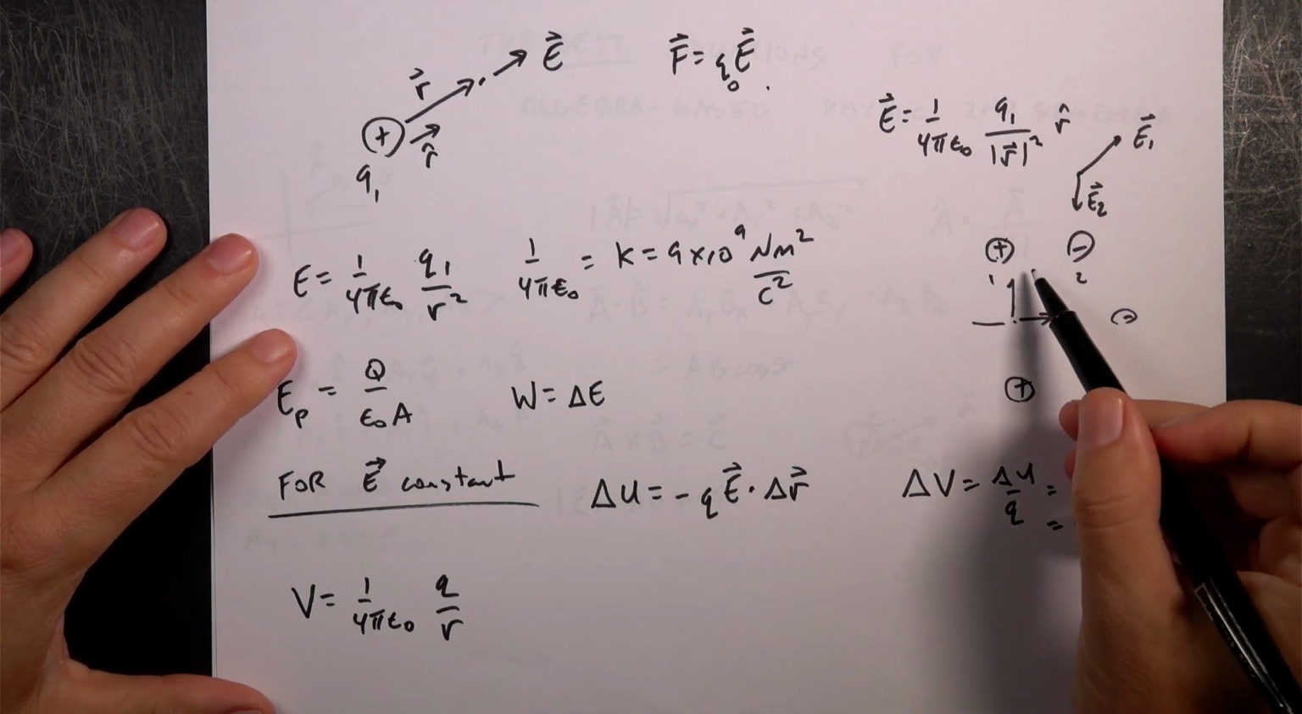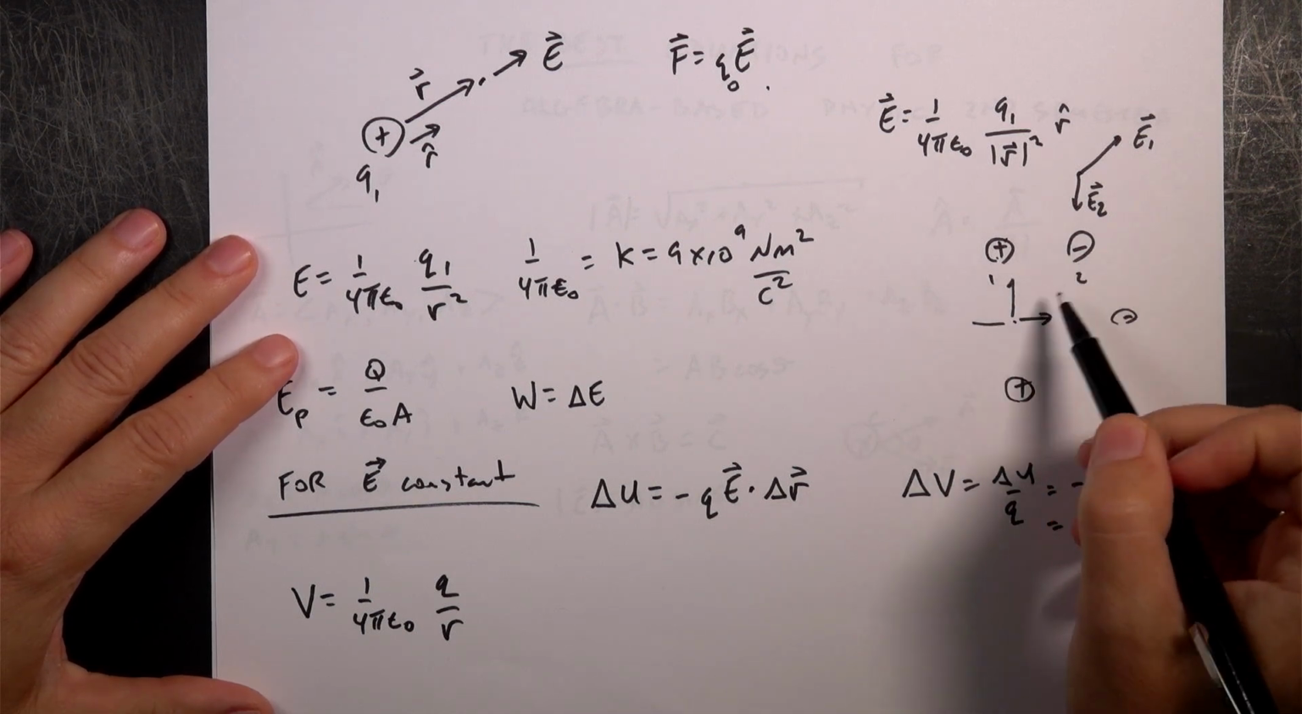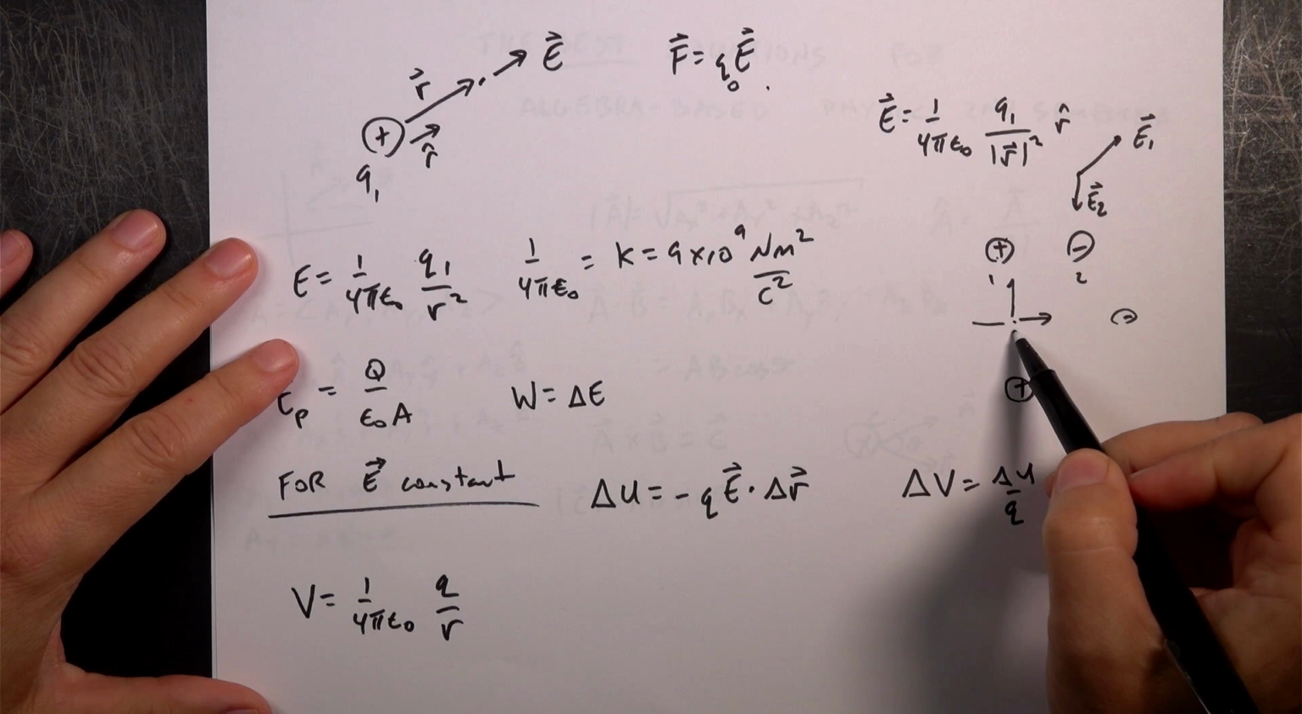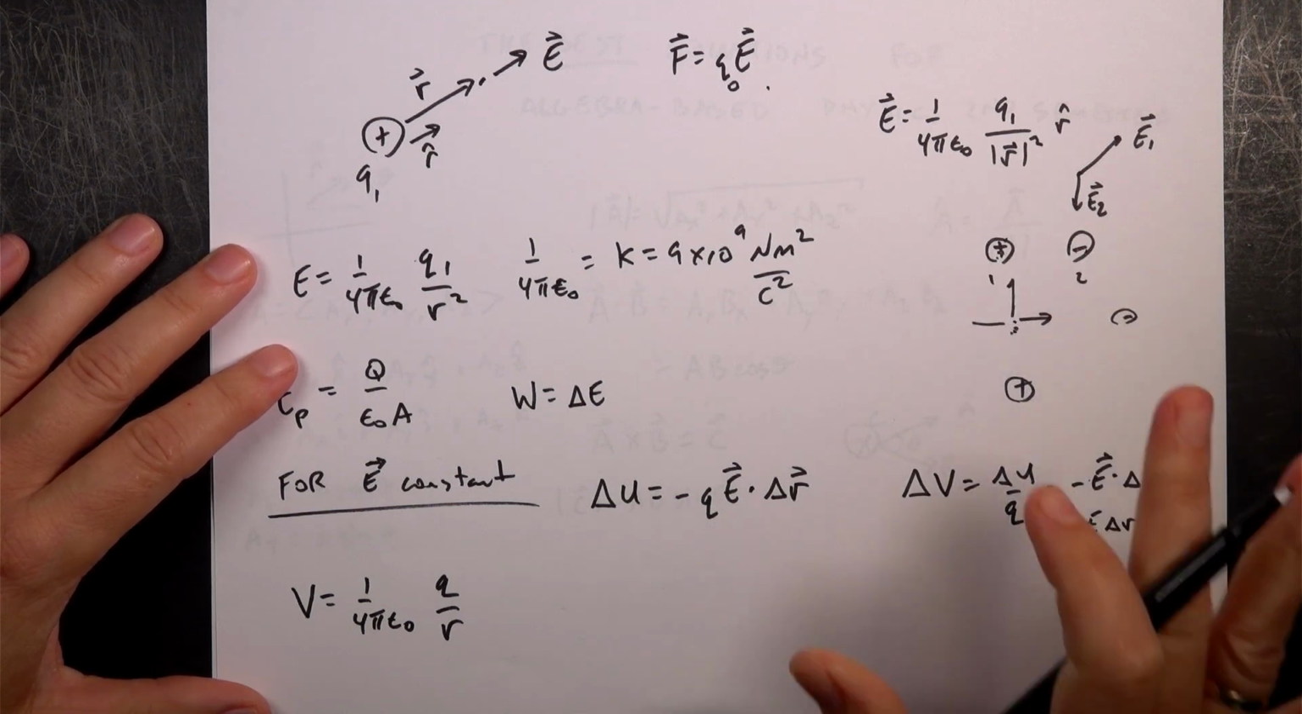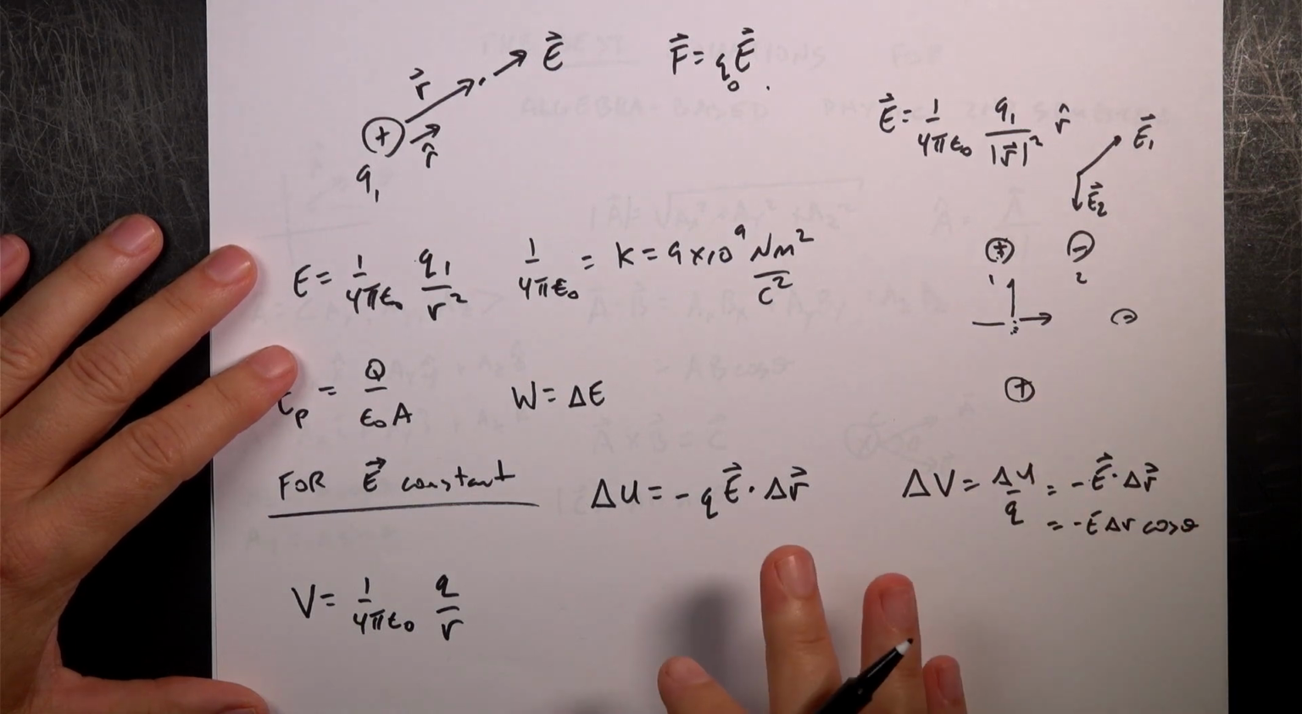But again, if I have two point charges, it still obeys superposition. So if I find the potential due to that point and the potential due to that point right here, I can add them together as a scalar. It doesn't matter about direction. So that makes it a little bit easier.